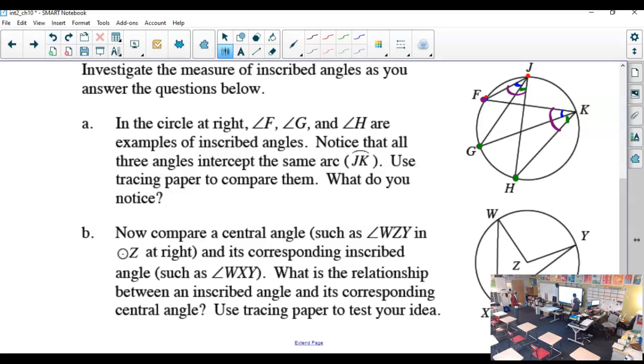Ah, that's what I was gonna say. WXY would be half of WZY. That's what I was gonna say. I had it in my head, I just didn't put it in words. Okay, Jake, we believe you.